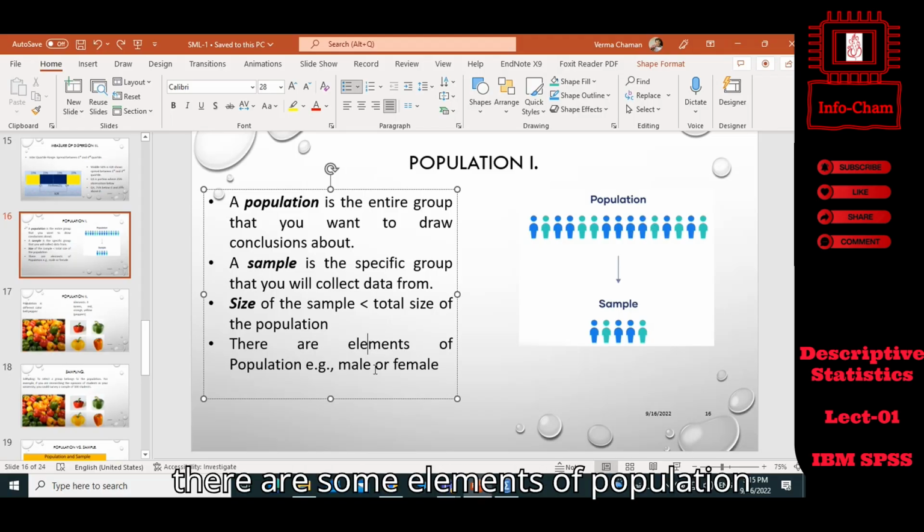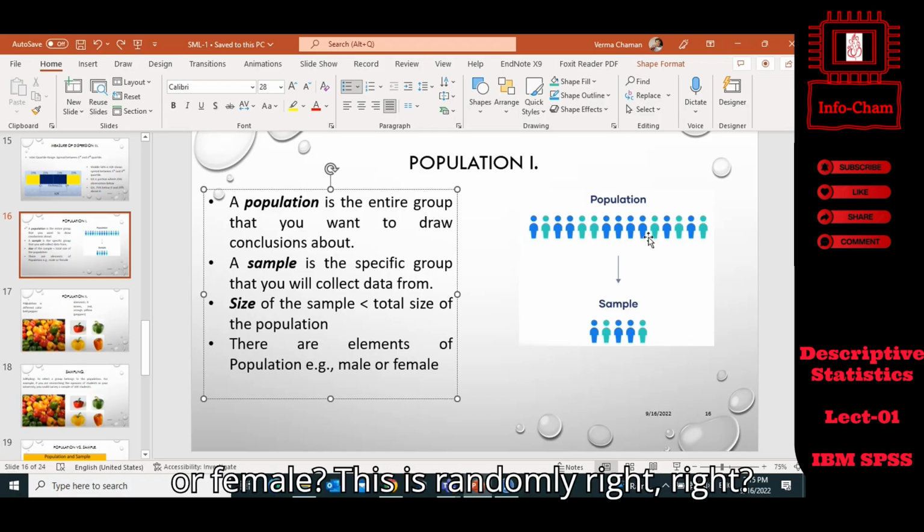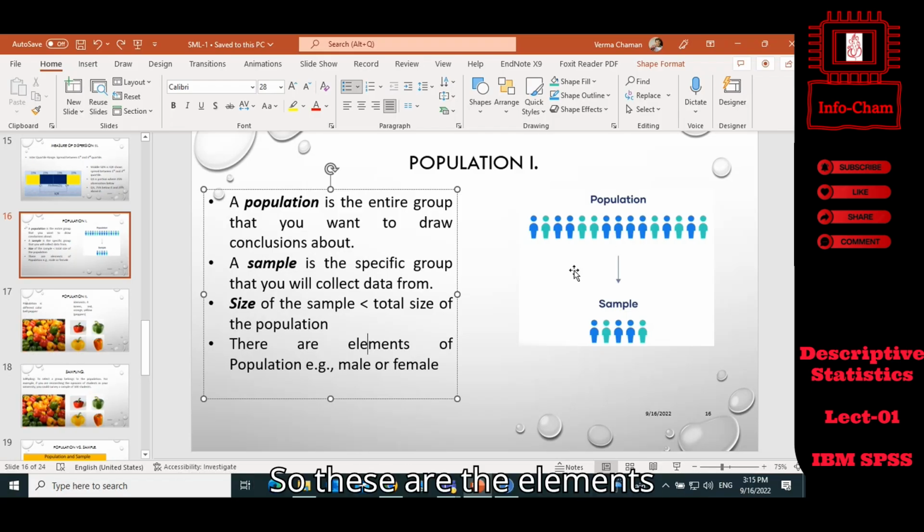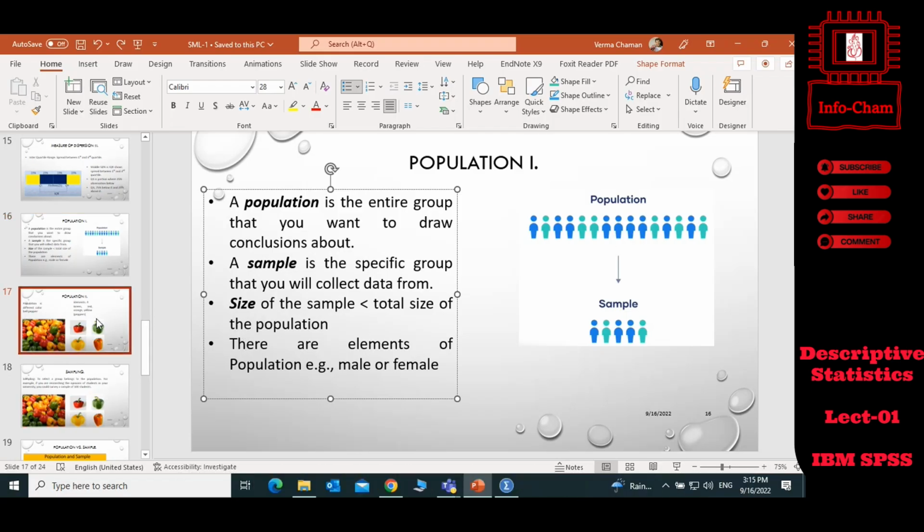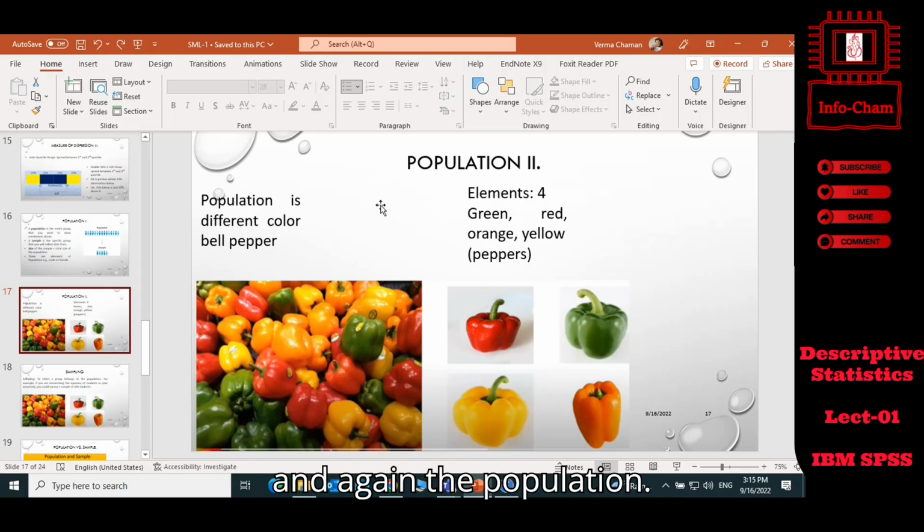And there are some elements of the population, like male or female. Here you can see, I don't know which is the red one, male or female. Just think about it. This is random, so these are the elements. And again, the population, another example: take bell-shaped papers here. Can you see the different color papers here?